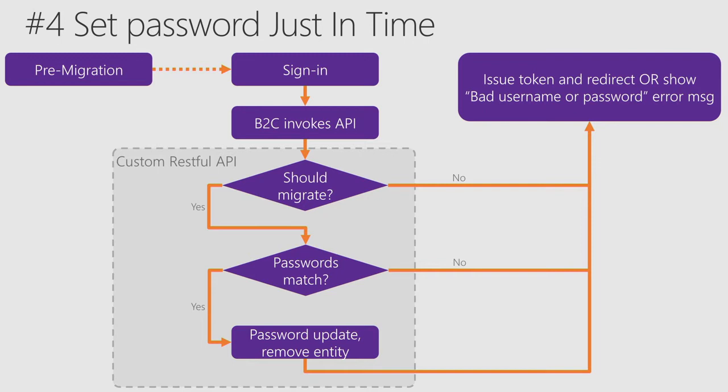I'm summarizing. First, pre-migration. We pre-migrate all the users. On sign-in, we invoke the B2C API. We check if the password should migrate. If it should migrate and the password matches, update the password, and at this moment the user can sign into the system.